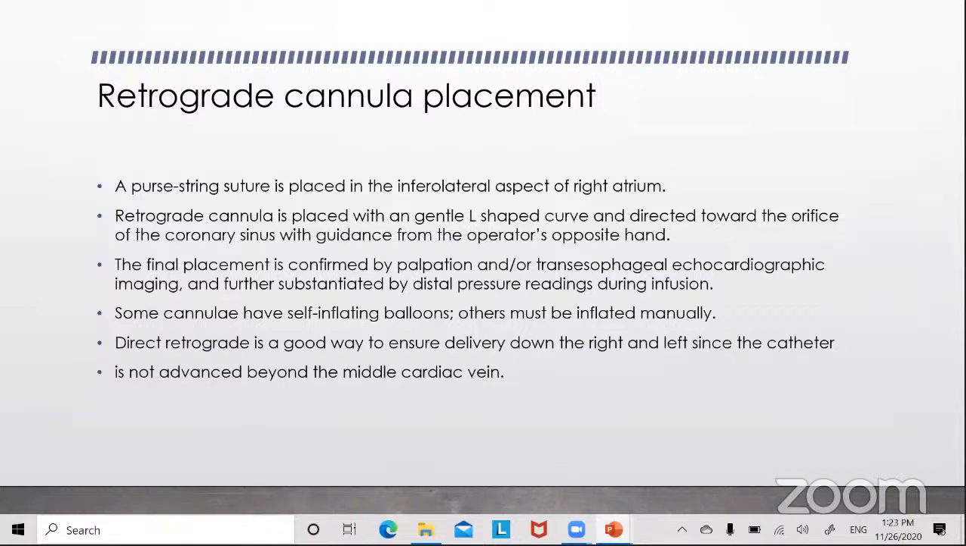The placement of the retrograde cannula. A purse-string suture is placed in the inferior lateral aspect of the right atrium. A stab wound is made and the retrograde cannula is placed and directed toward the orifice of the coronary sinus with guidance from the operator's opposite hand. The final placement is confirmed by palpation or transesophageal echo imaging, and further by distal pressure reading during the infusion. Some cannulas have a self-inflating balloon, as I mentioned; others must be inflated manually. Direct retrograde is a good way to ensure delivery down the right and left, since the catheter is not advanced beyond the middle cardiac vein.